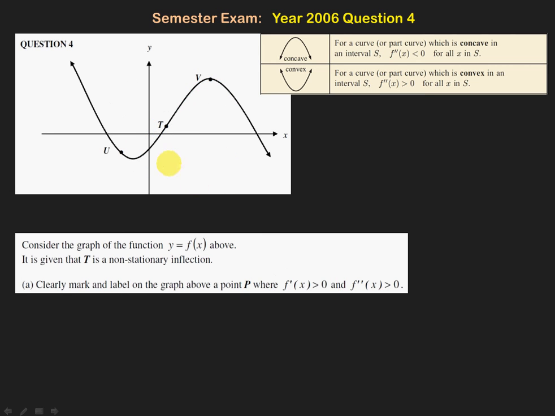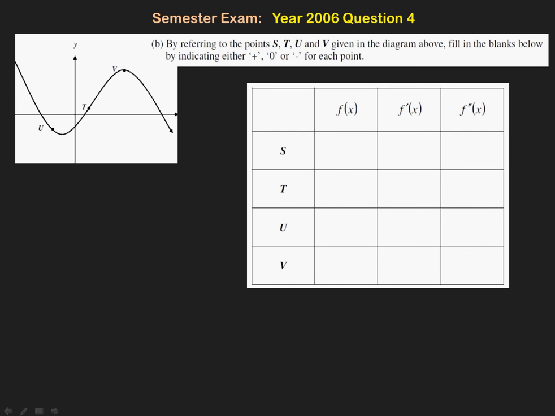So what you need to do is, there's a point S, which should be given in the question. All you have to do is plot a point P anywhere between S and T, then you get the right answer. Moving on to this one here, by referring to the points S, T, U, V, again the S should be here. Given the diagram, fill in the blanks below by indicating positive and negative.